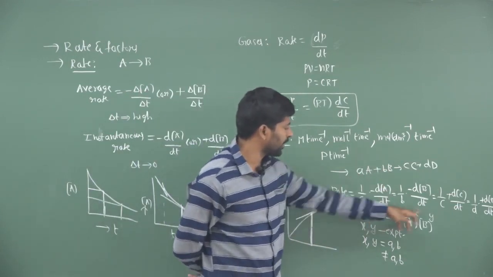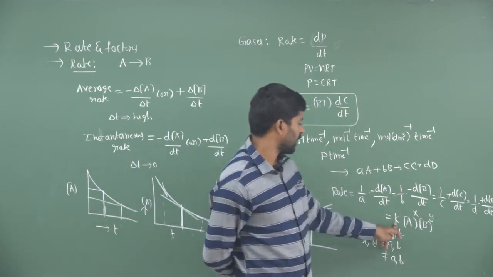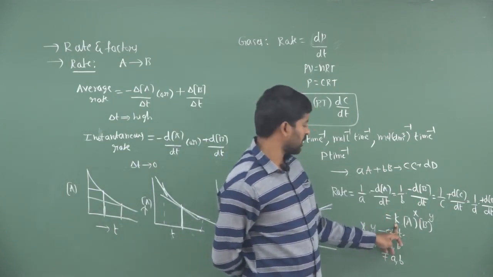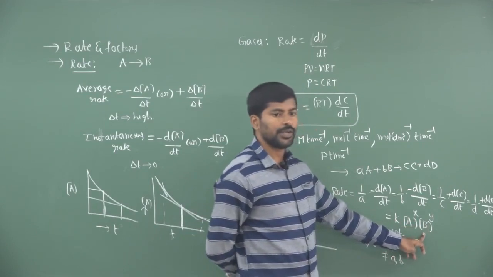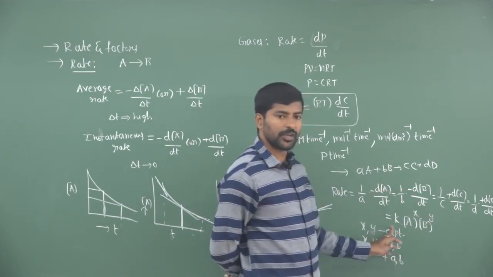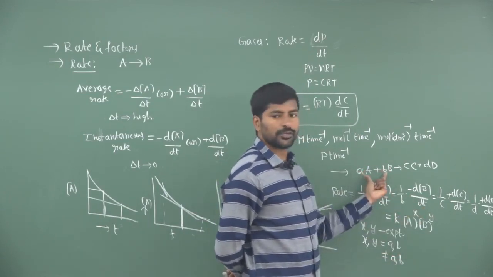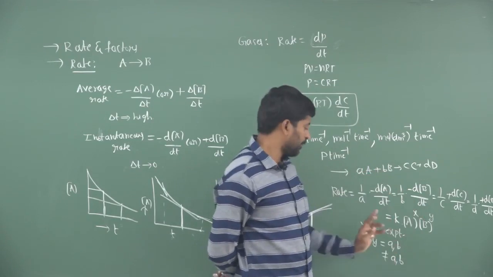So rate can be given like this. In 4 ways we can express the rate of reaction. Rate is equal to rate constant into concentrations of reactants. These powers x comma y values we can get experimentally only. Those x comma y may or may not equal the stoichiometric coefficients a comma b.